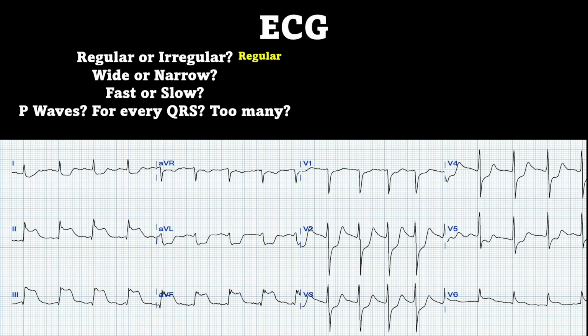When we first look at it, we can notice that our QRSs are pretty much equidistant and they're fairly regular, so it's going to be a regular rhythm. Next, we look at our QRS sizes. Is it greater than 0.12? No, it's not. It's going to be narrow QRS.